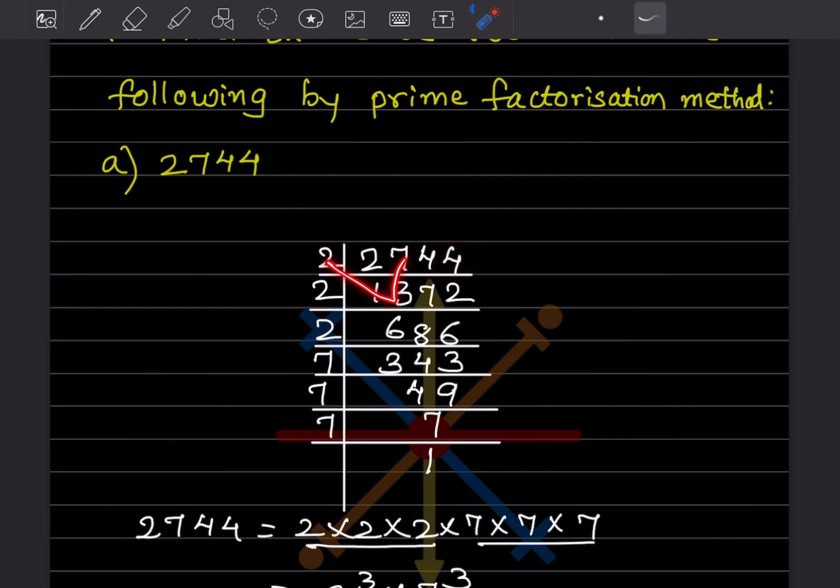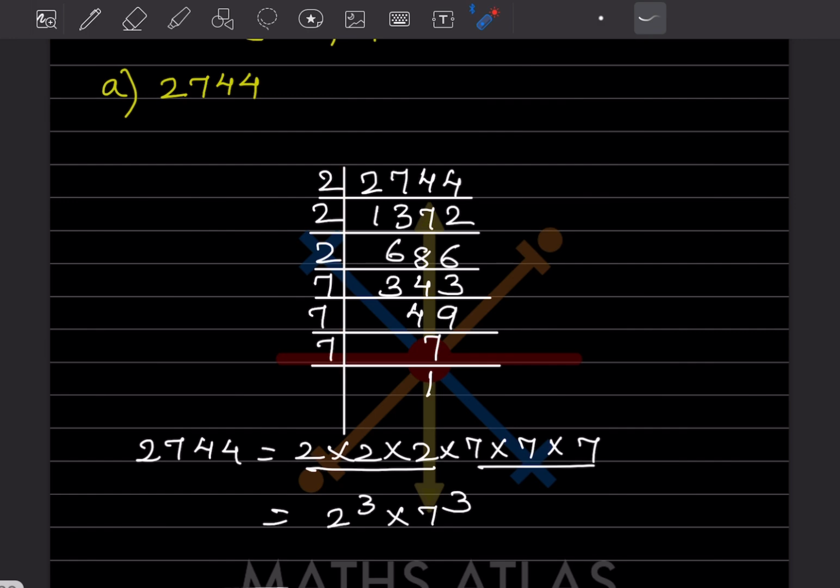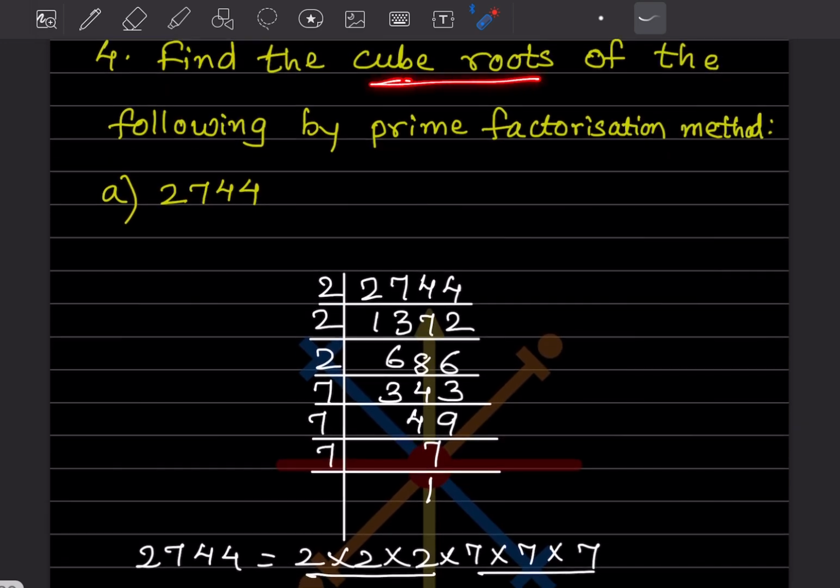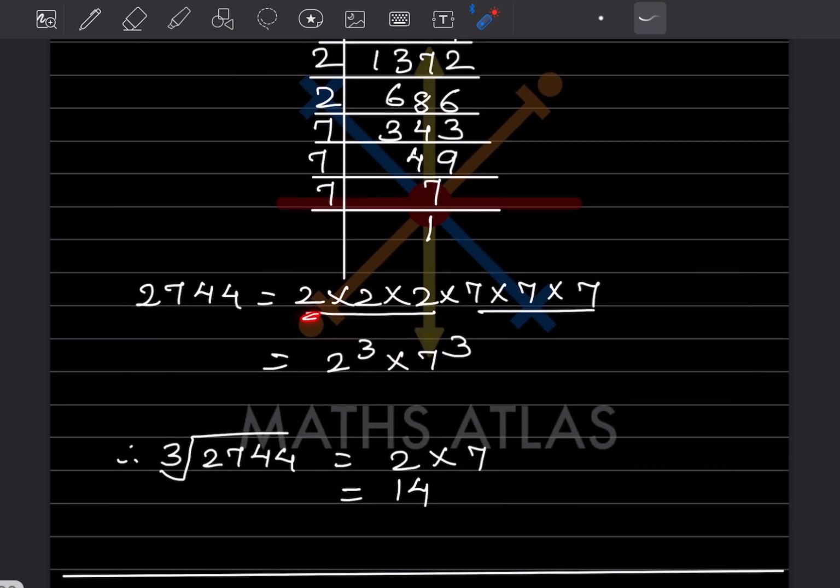So we'll just look at here. Now this is not possible with 3, 4, 5. Only 343 is possible, which is 7. So these are all the factors. So here we can write 2744 as all these numbers over here. Then we'll make groups, because they have said that we have to find the cube root. So we will group them into 3 numbers in one group.